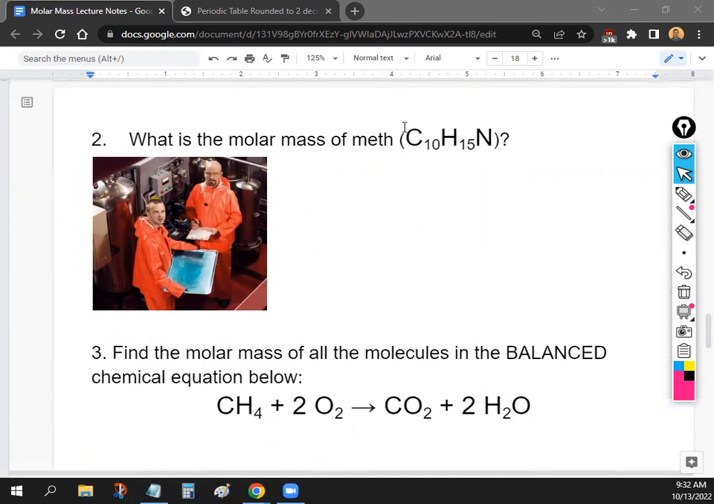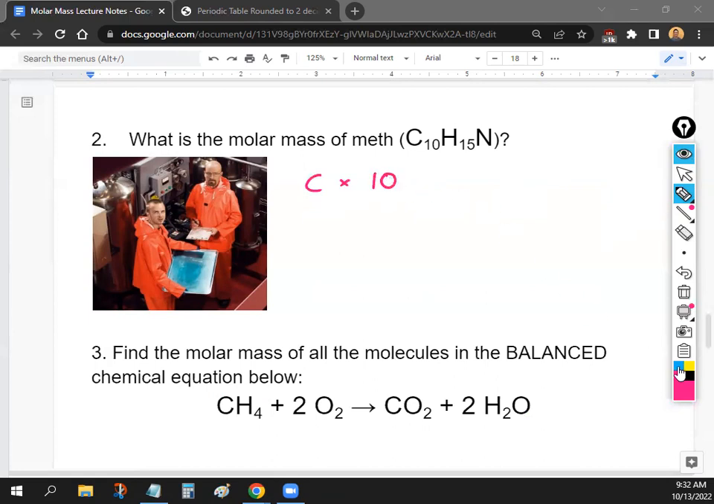Now, we learned how to find the molar mass of just one element, right? All you got to do is look it up on the periodic table. But we're going to be working with molecules where you combine the elements together. So let's take a look at meth. To find the molar mass of meth, we want to figure out how many of each element there is first. So how many carbons are inside of meth? 10. So we got 10 carbons.